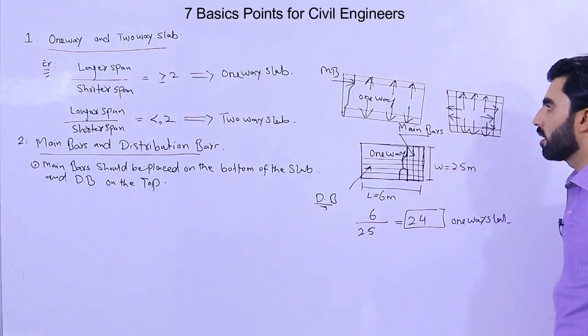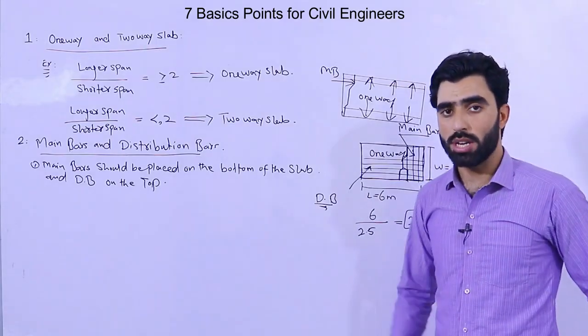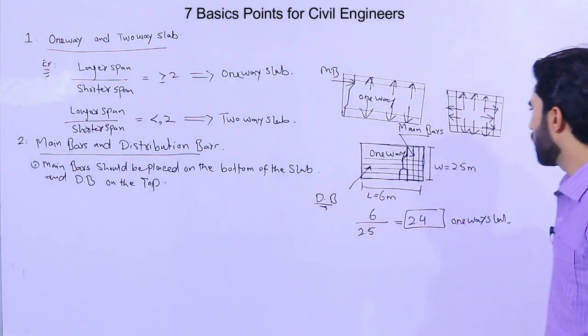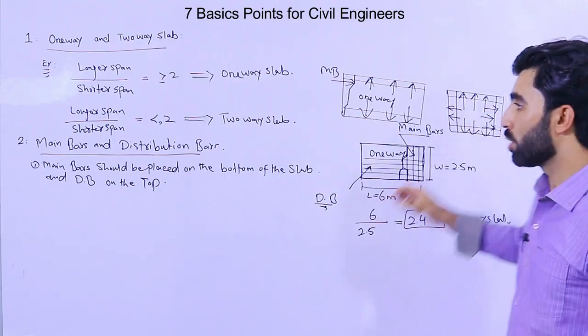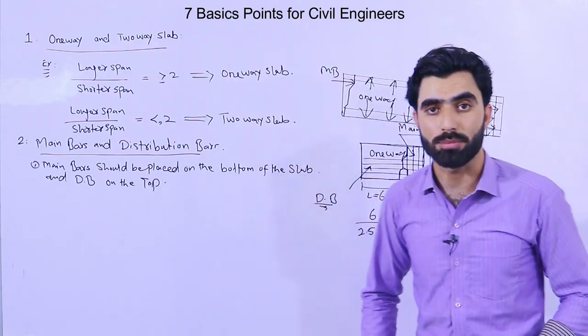But in this case the load is applied only in one direction, like this, because here we provide the beams on opposite sides. Okay, only on one side, not on two sides. So this is the concept of one-way slab and two-way slab, and also main bars and distribution bars.